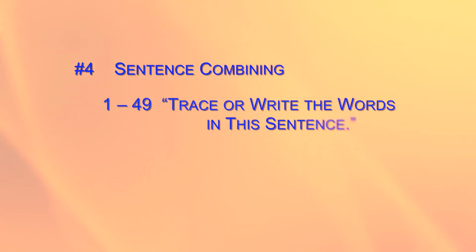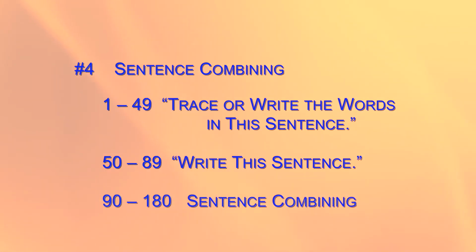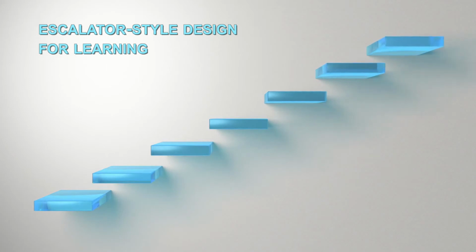The directions for lessons 1 through 49 are trace and write the words in this sentence. The directions for lessons 50 through 89 are write this sentence. Beginning with lesson 90 and through the remaining 180 days, students practice sentence combining for improving the quality of their writing.